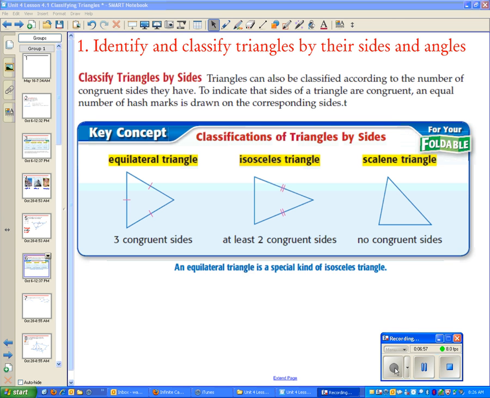By the way, we've got two things with equiangular and equilateral. We can probably guess that equiangular means equal angles. Equilateral, what's up with that? What's lateral? Sides. Think sides. Okay? So you've got equilateral, isosceles, and if there are no congruent sides, then it's scalene.